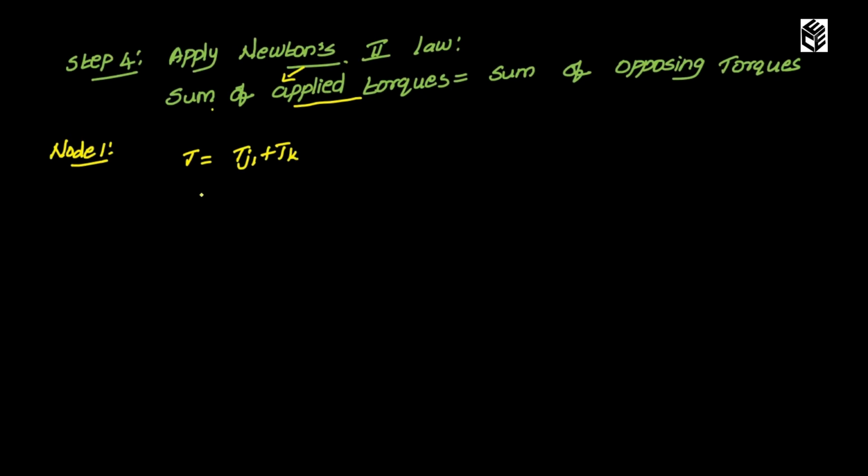So, what is Tj1? Tj1 is nothing but J1 into d square theta 1 divided by dt square, and Tk is nothing but K into theta 1 minus theta. So, I am taking this as equation number 1.